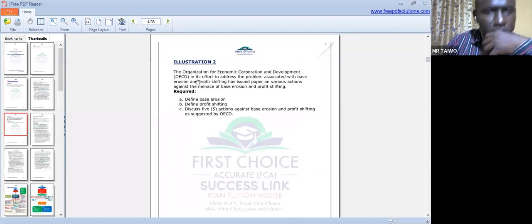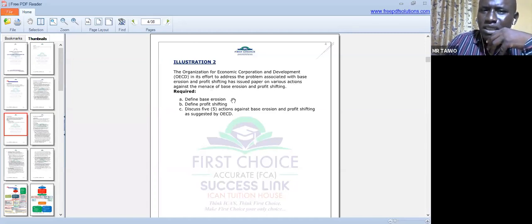And look at the second illustration. The Organization for Economic Cooperation and Development, that's OECD, is an international organization that looks into economic stability of many countries in the world. In its efforts to address the problem associated with base erosion and profit shifting, it has issued papers on various actions against the menace of base erosion and profit shifting.